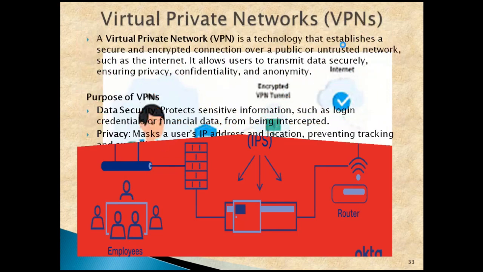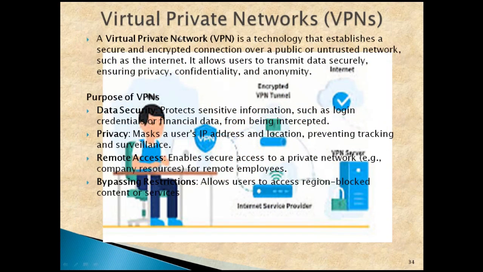Now, another way to carry out security on networks is the VPN, the Virtual Private Network. A virtual private network is a technology, which is usually software, that establishes a secure and encrypted, or coded, connection over a public or untrusted network such as the internet. It allows users to transmit data securely, ensuring privacy, confidentiality, and anonymity.